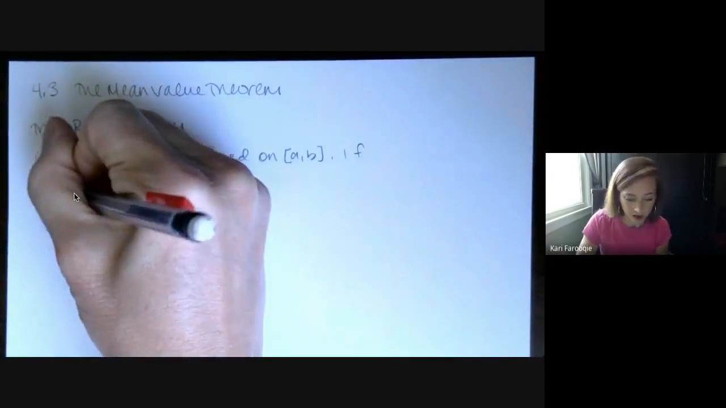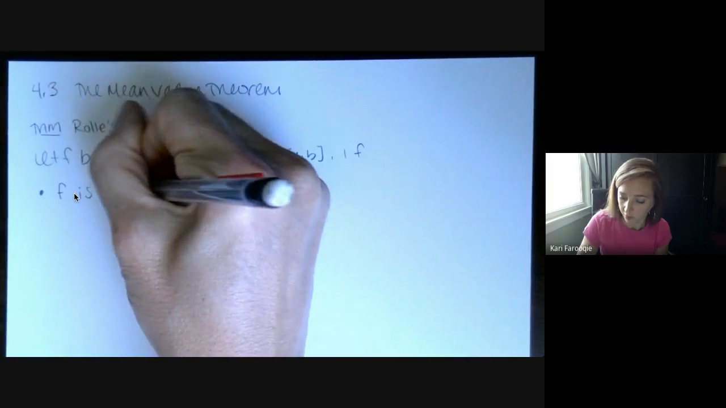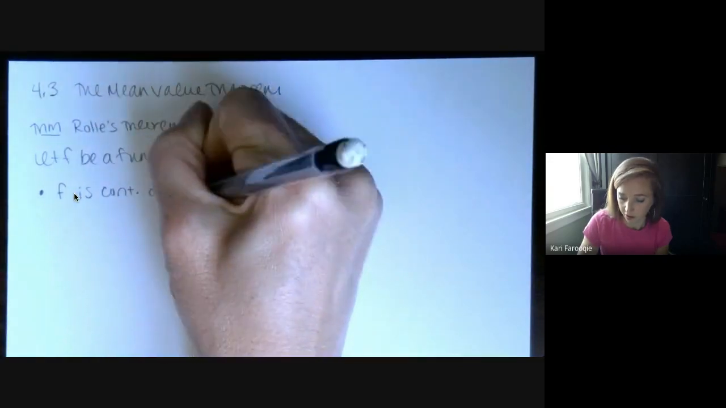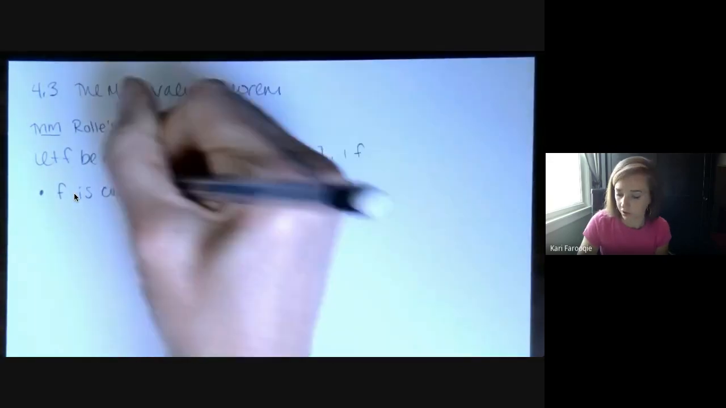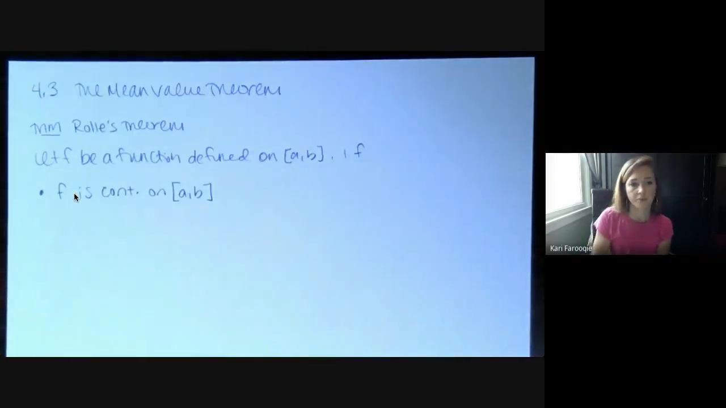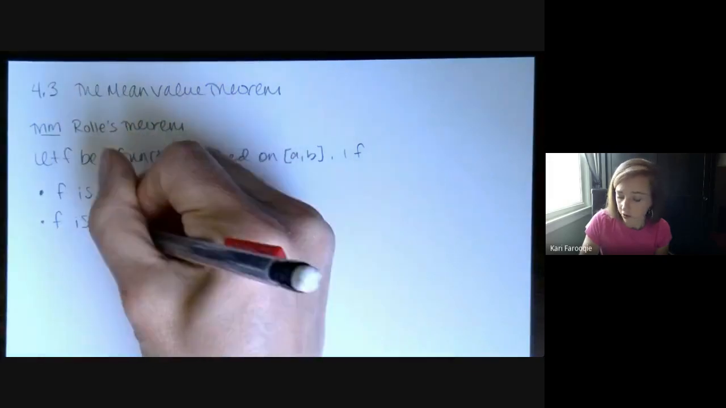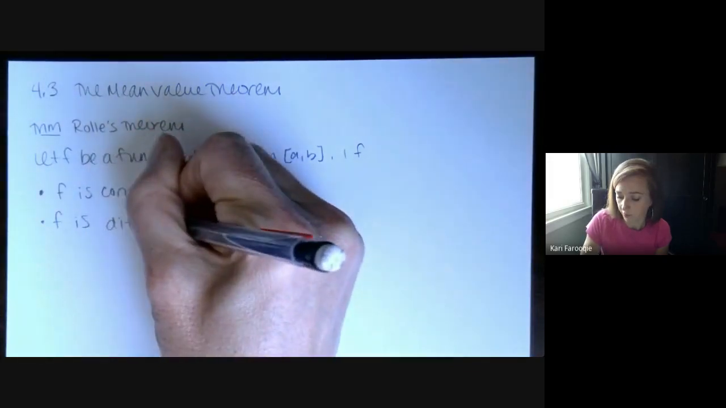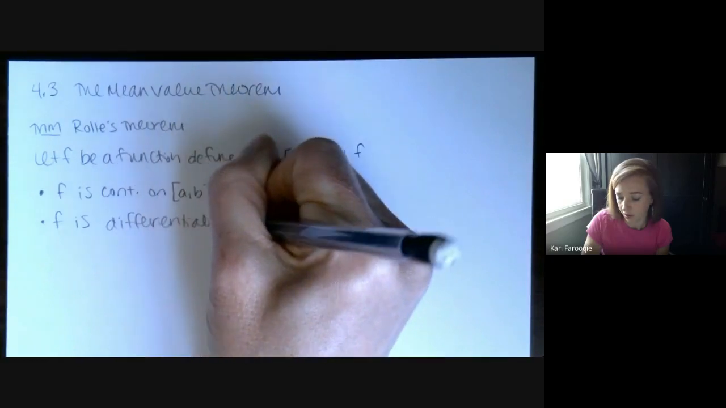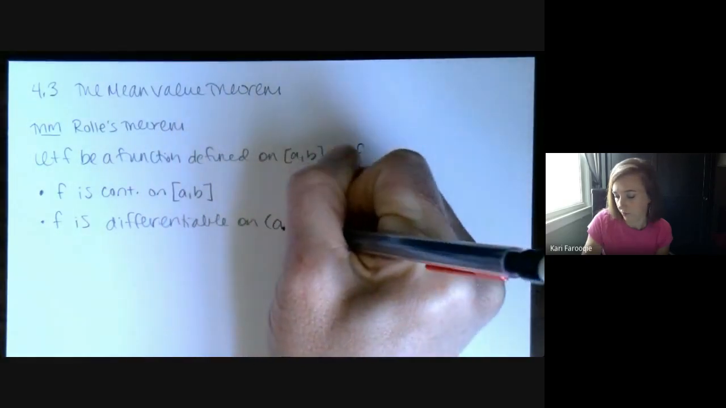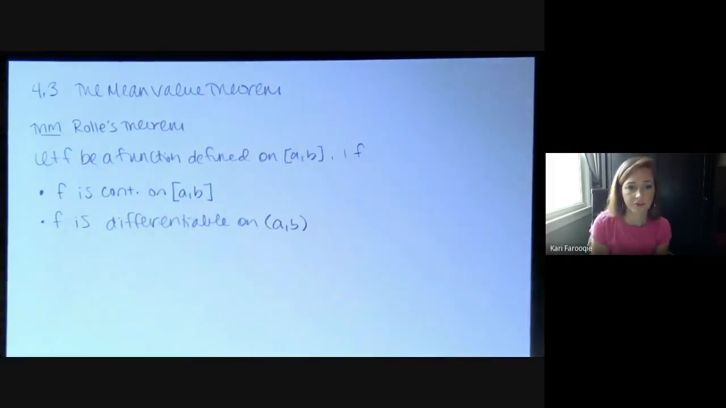The first one is that f is continuous on the closed interval from a to b. You're going to find that that's going to be a condition for a lot of the theorems that you're going to be looking at in chapter 4. It must also be the case that f is differentiable on the open interval from a to b. So does the derivative exist on that interval?